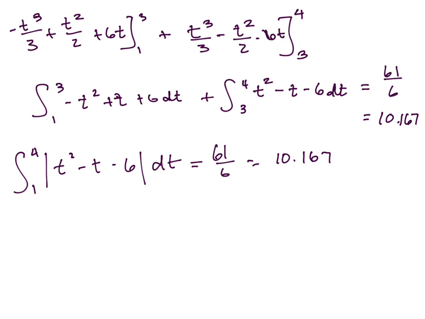Okay, let's move on to example 7. In your textbook, it says a particle moves along a horizontal line so that its acceleration at time t greater than 0 is given by a of t equals t. Okay, so example 7.